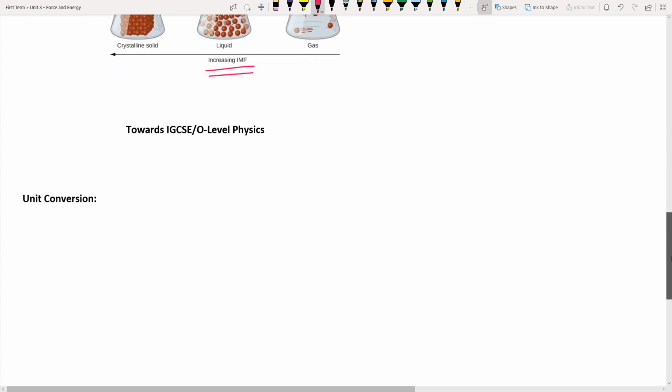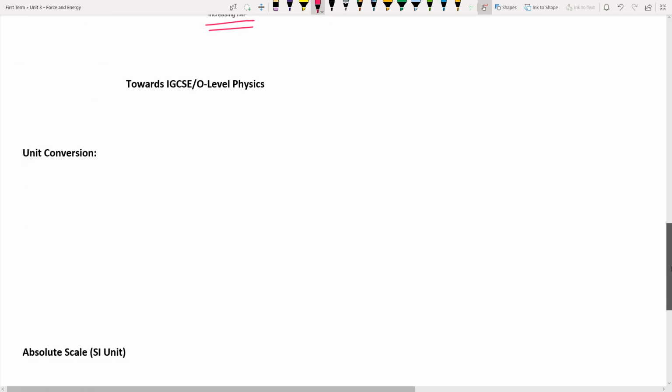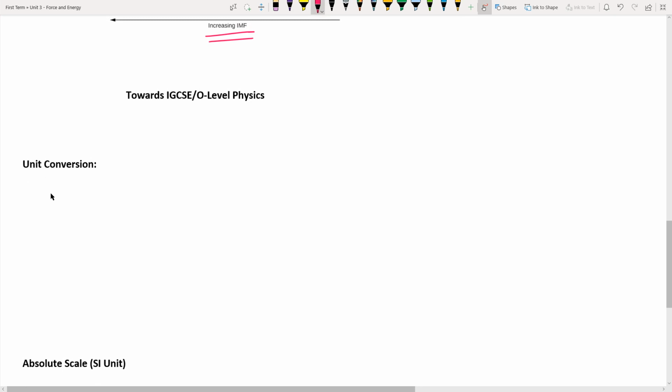When we talk about moving towards IGCSE, right? We need to understand that unit conversion is there, which is not included for grade 8. So I'm just going to go into this additional content. If you don't want to go into this, you can skip the next 5 minutes and move to the next subtopic. Okay, for unit conversion, we have degree Celsius, degree Fahrenheit, and Kelvin, right? And Kelvin is the SI unit, right?